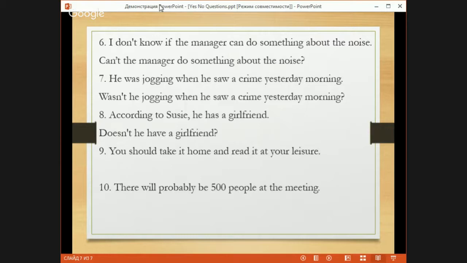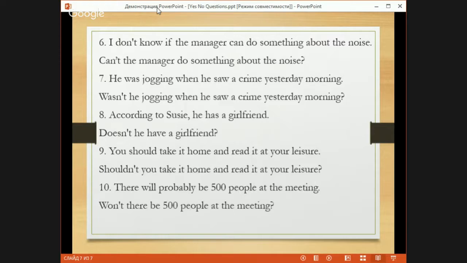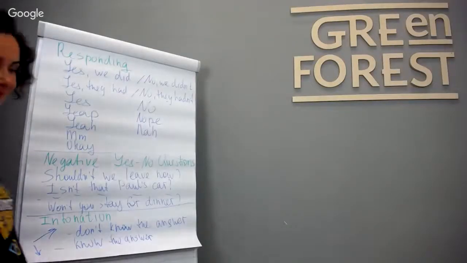You should take it home and read it at your leisure. Shouldn't you take it home and read it at your leisure? And the last one, there will be probably 500 people at the meeting. Won't there be 500 people at the meeting? Now, let's finish and I will be back. Here I am.